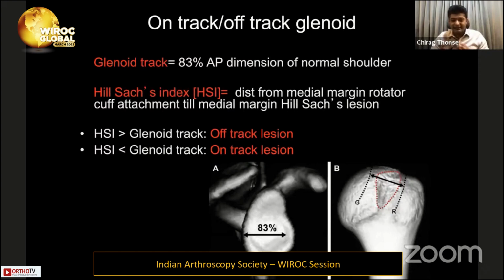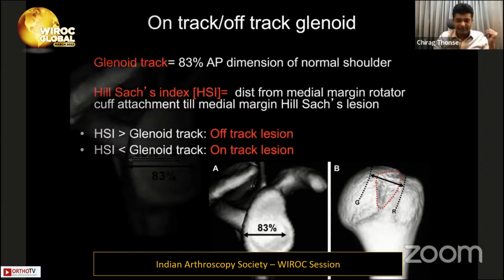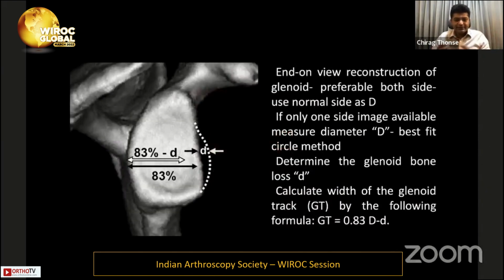A Hill-Sachs interval is nothing else but the distance from the medial margin of the rotator cuff to the medial margin of the Hill-Sachs lesion. That means it covers the bone bridge between the Hill-Sachs lesion and the rotator cuff footprint, up to the medial margin of the lesion. If the Hill-Sachs interval is more than the glenoid track, this lesion is an off-track lesion. If it is less than the glenoid track, this is an on-track lesion.